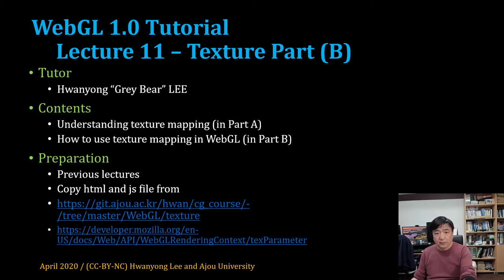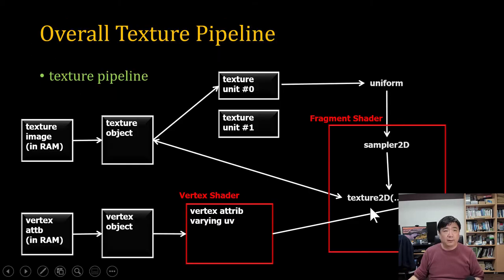Okay. First, we need to see how to use texture in the WebGL pipeline. We already send vertex attributes, vertex information, to the vertex buffer in the GPU. We create a vertex buffer object and then send the vertex data to it. Then the vertex data is stored in the vertex buffer object.